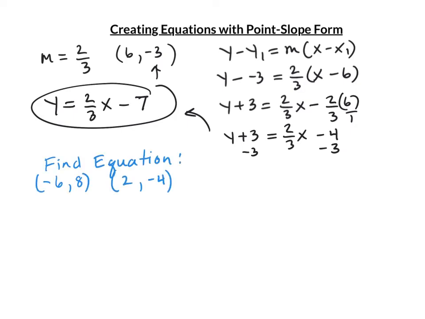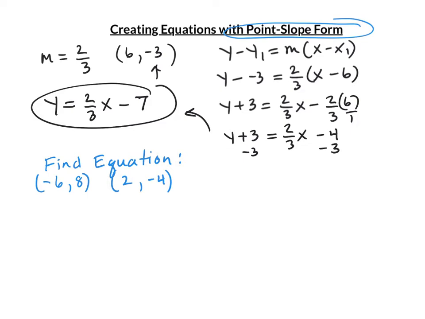For this last example, before we get to the homework, we're going to find the equation that passes through the points -6, 8 and 2, -4. The problem is, to use point slope, you have to have a point and a slope. We don't have the slope. We have 2 points but no slope.